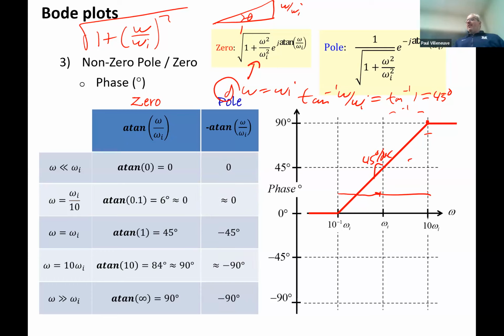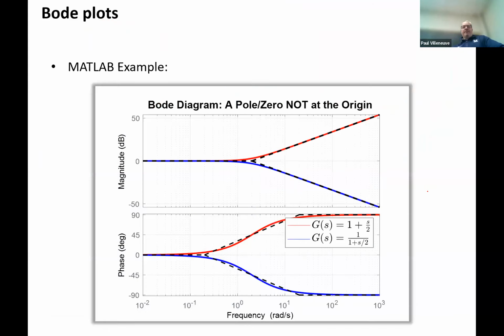So here's one where you have it in the denominator. So this is a pole and it goes down, same thing. So this shows you for poles and zeros, the magnitude plot. We know about the plus or minus 20 dB per decade.